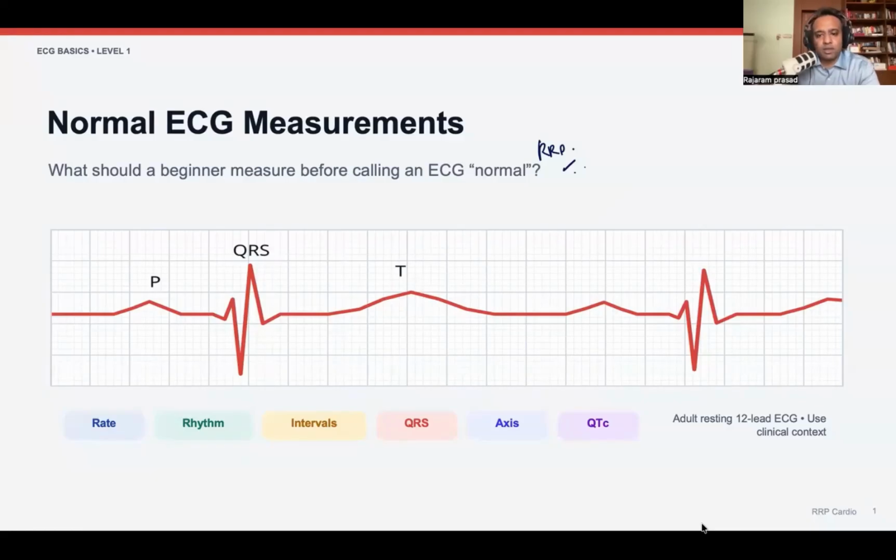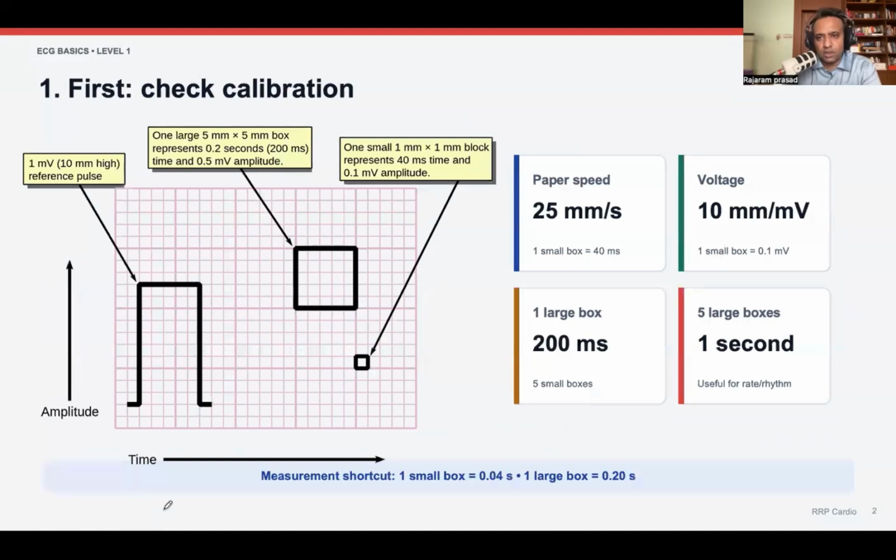Good morning, everybody. So, we had already dealt with axis and also the basics of ECG. Today, we are going to see about normal ECG measurements, what a beginner should know before calling an ECG normal. So, we are going to go through the same things as I told you before: rate, rhythm, intervals, QRS, axis, uncorrected QTC.